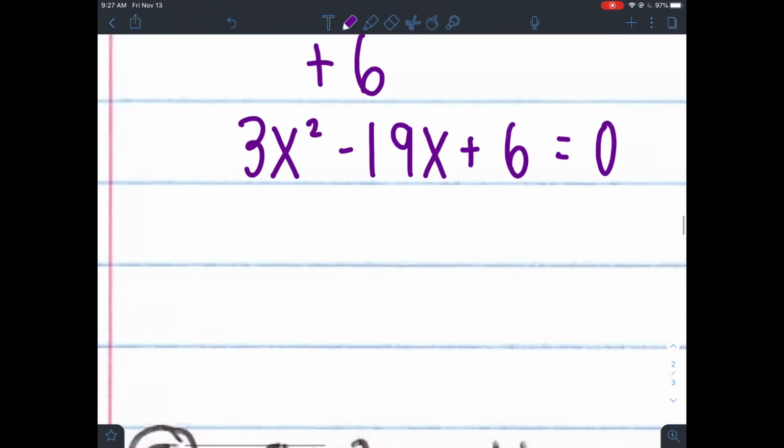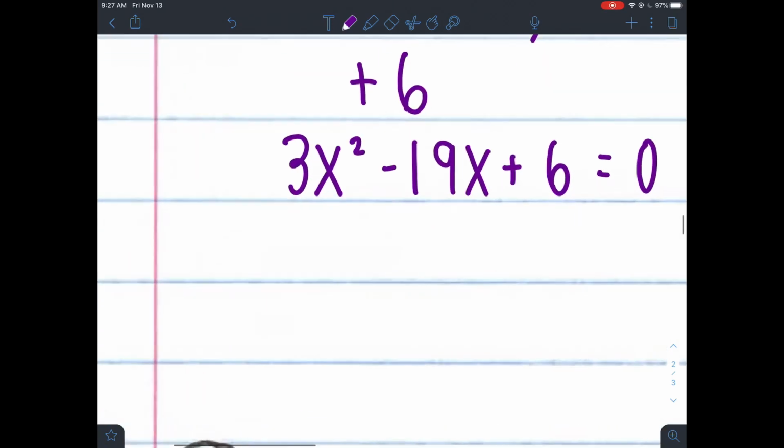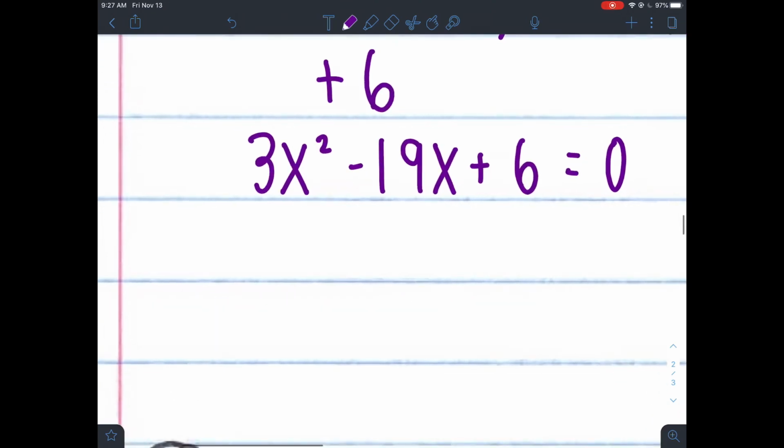Now, once I have everything on one side and I have a side equal to 0, then I can factor. Just like with graphing, you can't graph until one side is equal to 0. So once one side is equal to 0, then I can start factoring. The first thing I always check for before factoring is, do I have a greatest common factor? Do I have a GCF for my terms? The answer is no here. We don't have a greatest common factor. So we move on. The question is, what do I do? Like, where do I go from here?